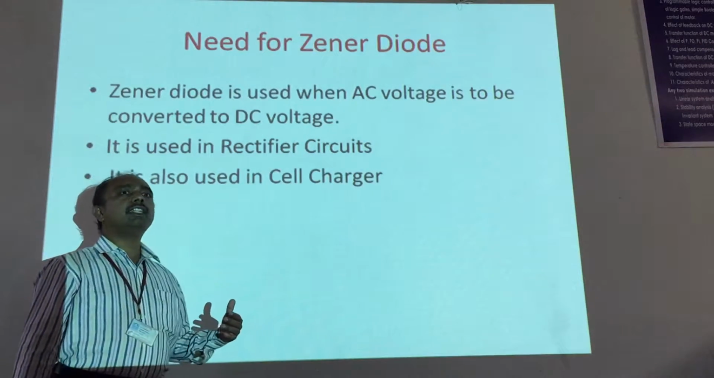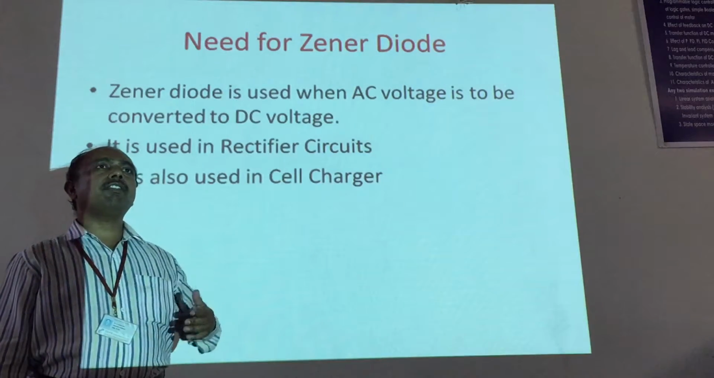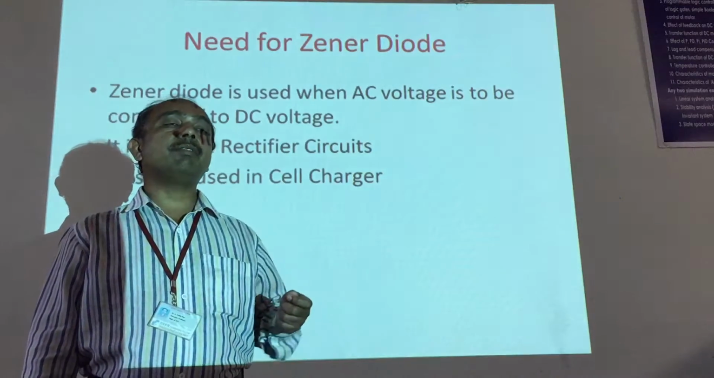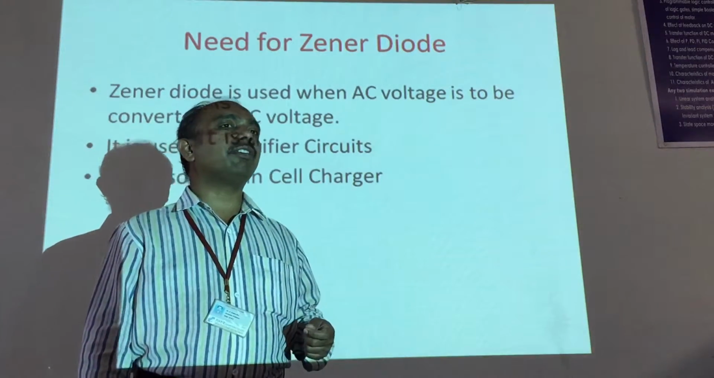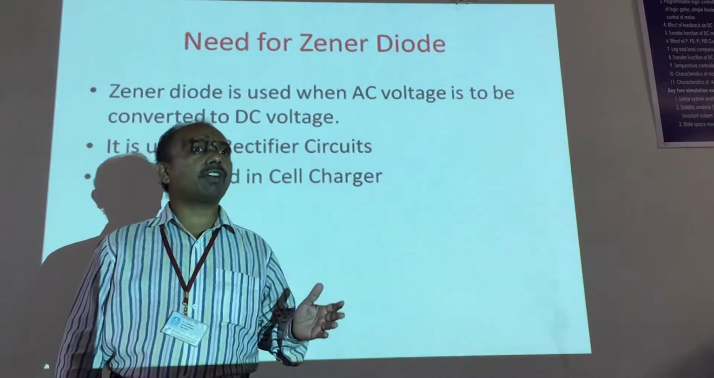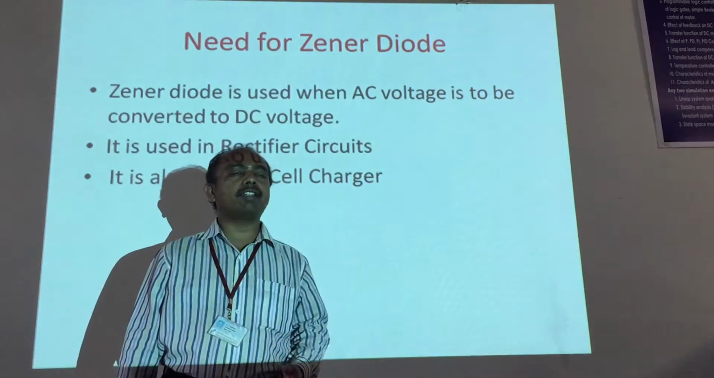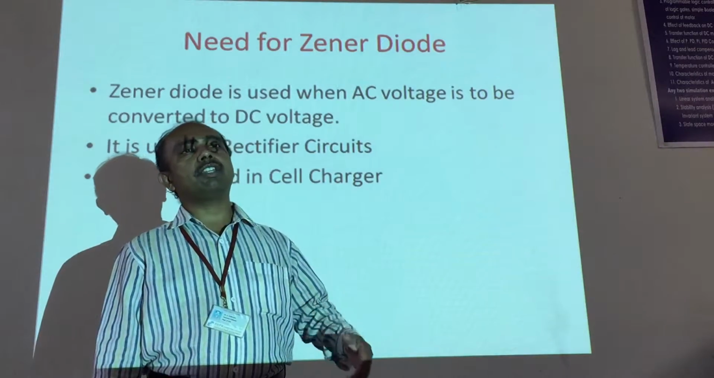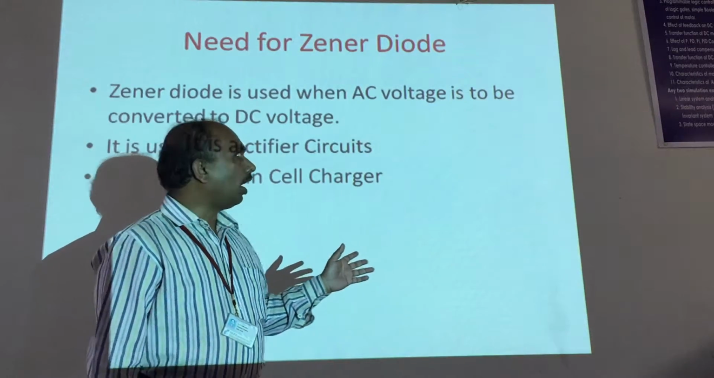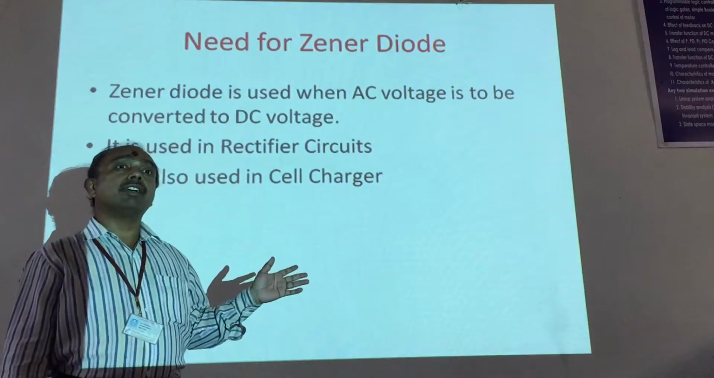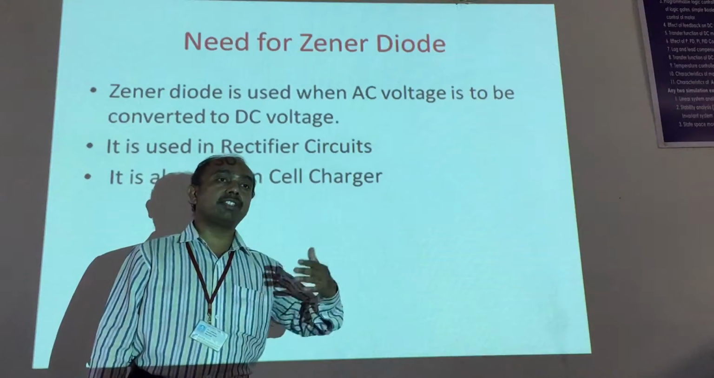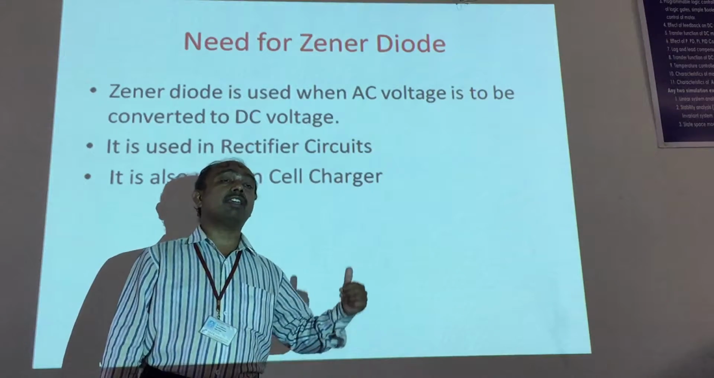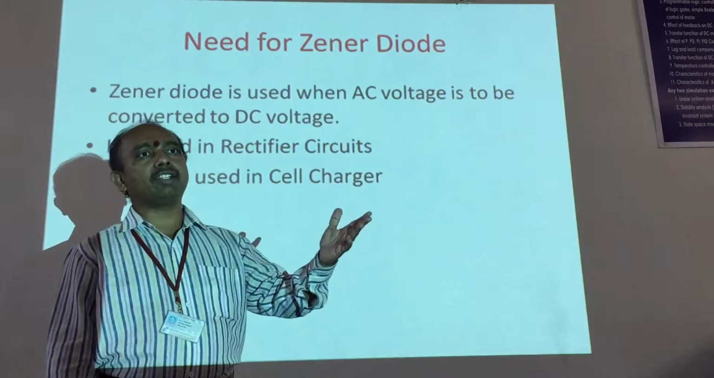So let us see what is the need for zener diode. Whenever we want to convert AC voltage into DC voltage, one of the important components required is the zener diode. The process of converting AC to DC is called rectification. In the rectification process, one of the important components used is the zener diode. The zener diode can also be used in our cell charger circuits where AC voltage is to be converted into DC voltage. So zener diode is an important component in the rectification process.